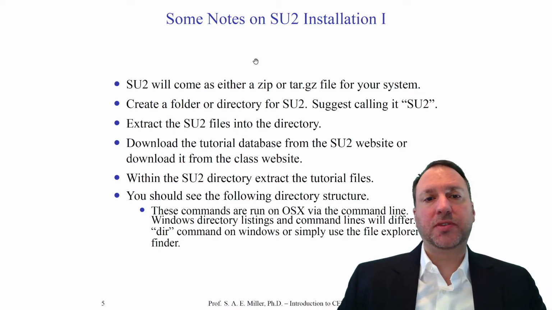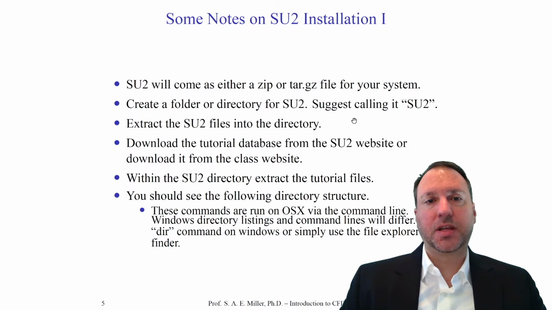On Windows, it's most likely to come as a zip file, and on Mac, it's most likely to come as a tar.gz file. These are both simply compression file formats. On any system, I suggest creating a folder or a directory and calling it SU2. I located mine in Google Drive, and I'll point this out later in the class. That way it's automatically synced as I run small cases, at least. You can really call this folder anything you want, but I suggest just calling it SU2. Create it in your home directory.